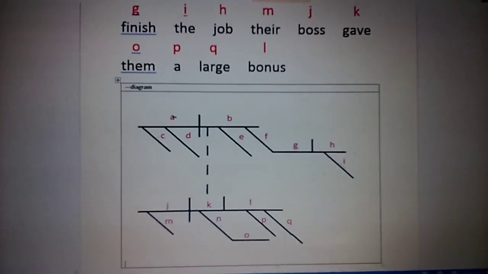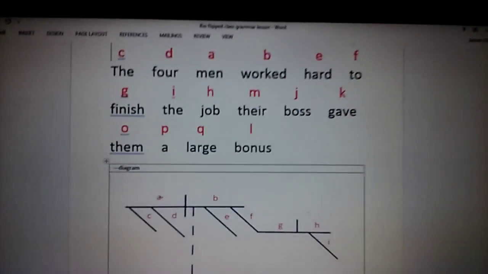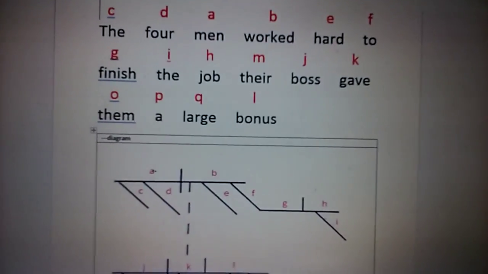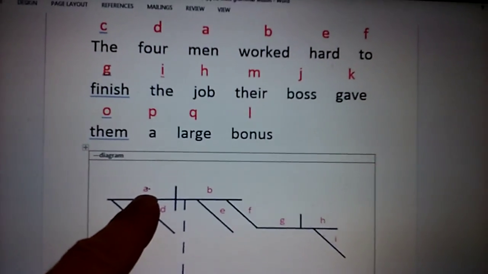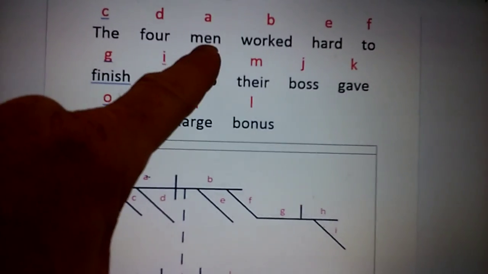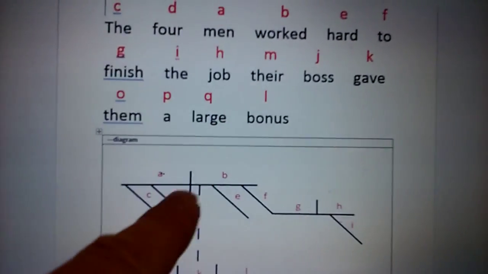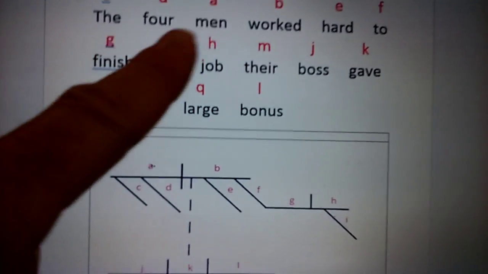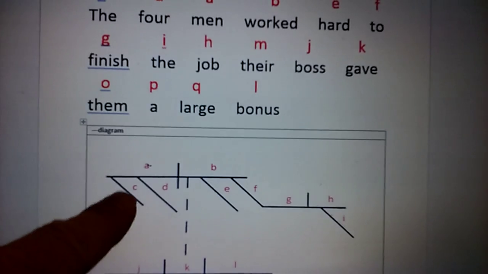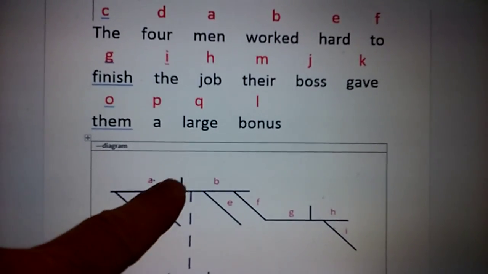Okay? I went down too far. Okay. The 4 men worked hard to finish the job. That's the first one. So we have this. This is what our subject's going to be. That says A, if you can read it. Okay? Well, what is our subject? It's men. Okay? Men worked. B is there. These are our modifiers, C and D. What men? The 4 men. So, the 4 men worked.